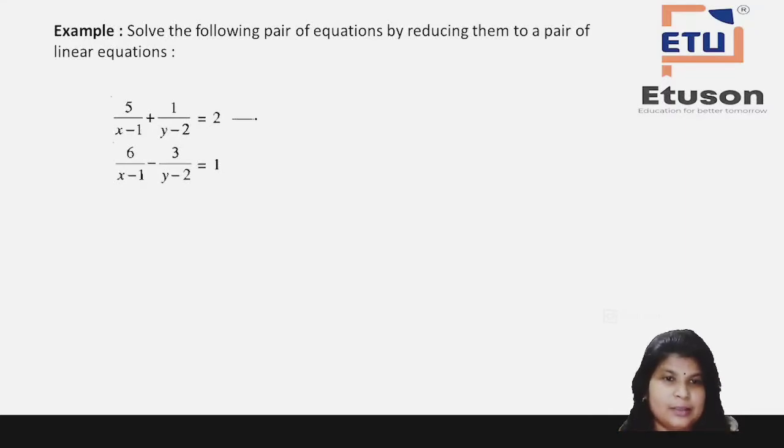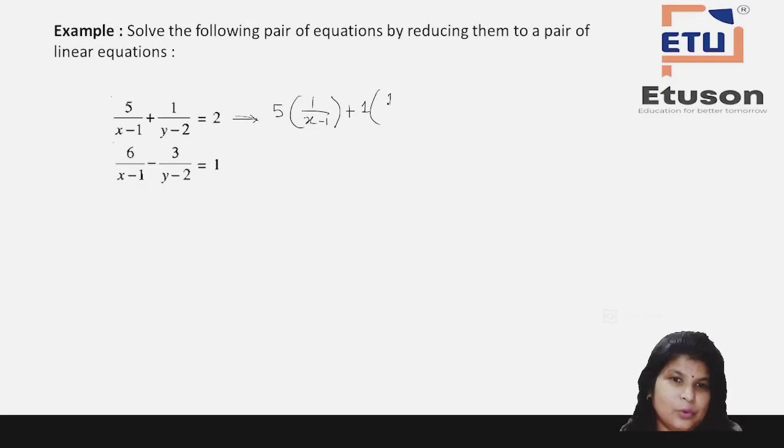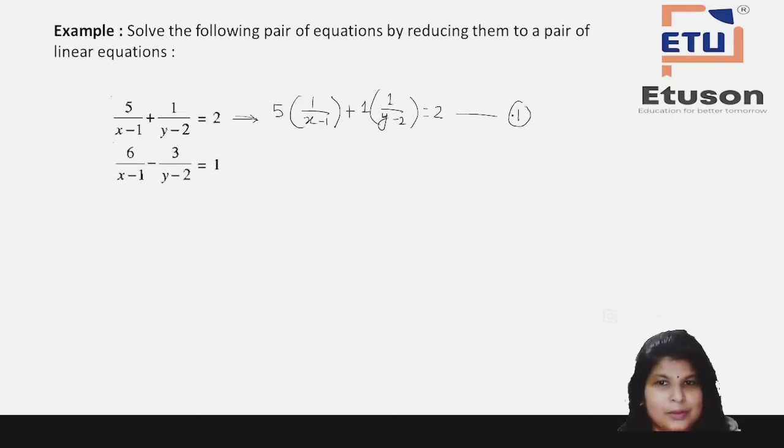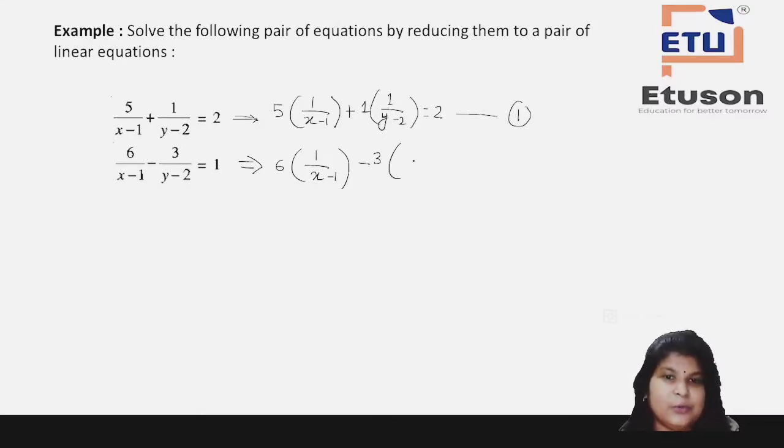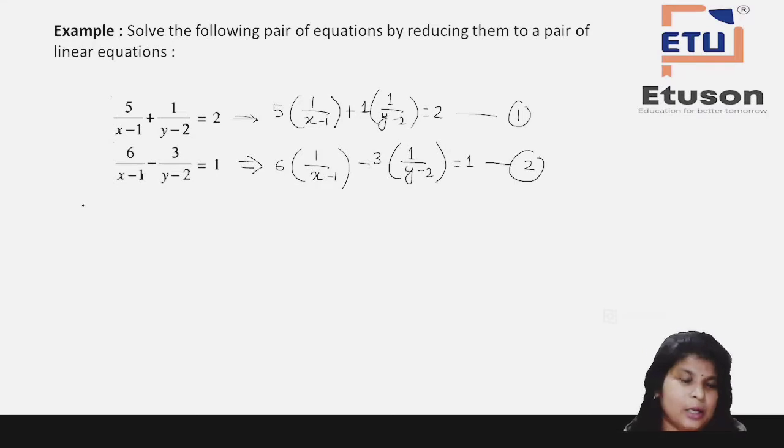Just rewrite the first equation like this. Can I rewrite in this form? That is 5 into 1 divided by x minus 1 plus 1 into 1 divided by y minus 2 is equal to 2. Can I write in this form? Okay. Now, second equation. 6 into 1 divided by x minus 1 minus 3 into 1 divided by y minus 2 is equal to 1. That is the second equation.